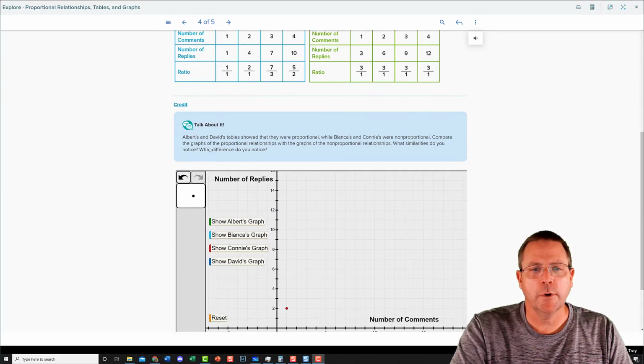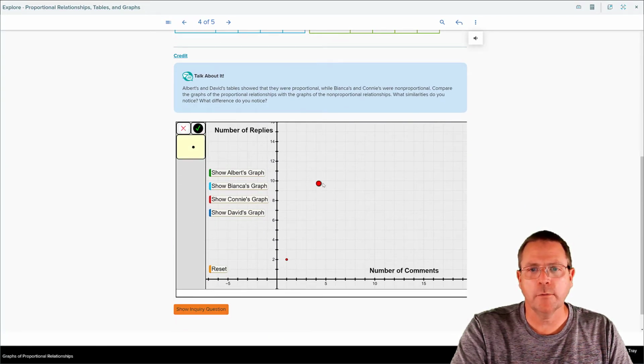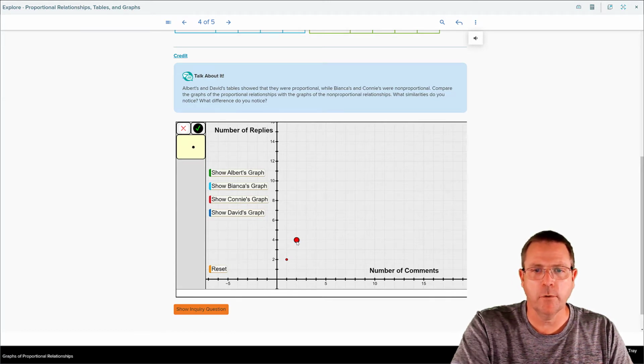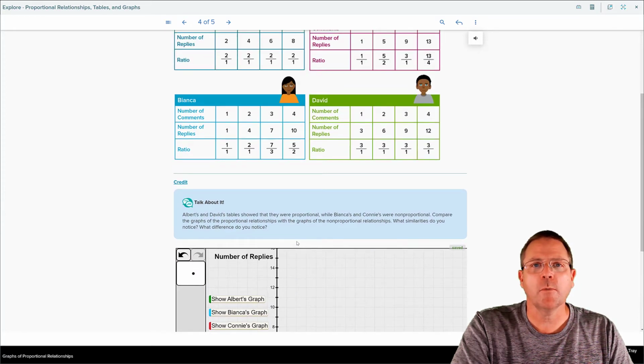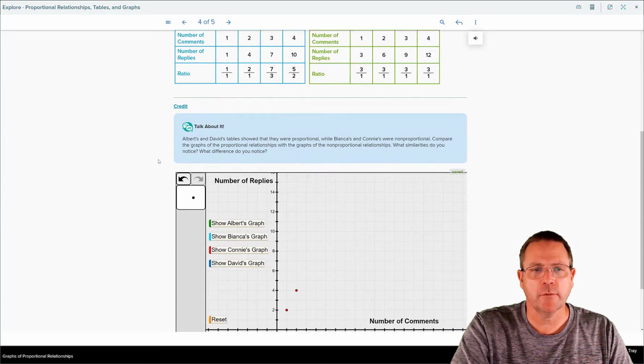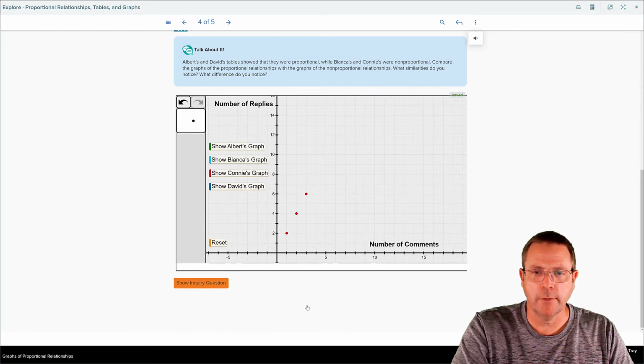His next one is 4 over 2. He's going to add another dot, and we're going to run 2 and rise 4, because the bottom number is going to be our x value, the top number is our y value. And then we have 6 over 3. So we're going to rise 6 and run 3, which is going to put us right there.